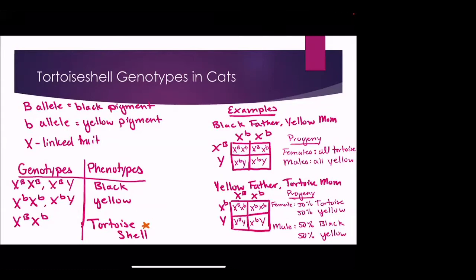Now, if you look at a yellow father and a tortoise mom, this allows for a lot more variety in the progeny. It allows for 50% tortoise and 50% yellow in female, and 50% black, 50% yellow in male. The reason the males are only black or yellow is because they cannot have the heterozygous trait since they do not have two X chromosomes.